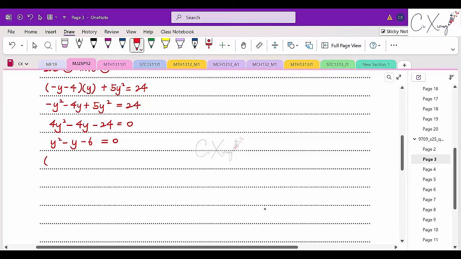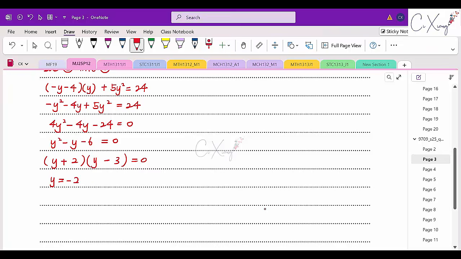And next, let us solve the equation. You have to factorize it. I have y and y here, with 3 and 2. It should be -3 and positive 2. And my final answer for y will be y = -2 and also y = 3.